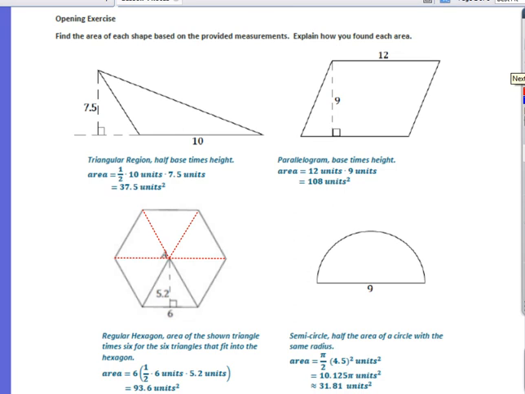Okay, so here are your solutions to your warm-up problems. Notice in particular for your regular hexagon here, we divided this up so I wanted you to see how many triangles are in this hexagon, and it comes out to be 6. So we took the area of one of the triangles and then multiplied it by 6 to get the answer. So take a look at these. You can pause the video if you need to go over them and then move on when you're ready.